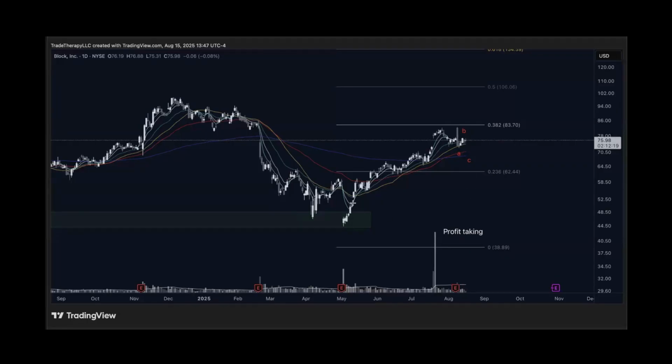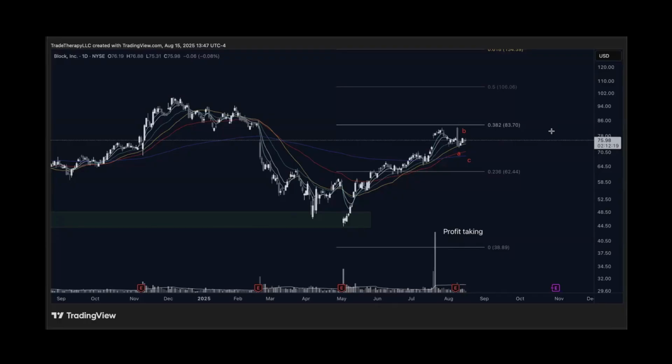Our target again is right in this area, in the low 50s. Our first target coming out of that will be this 0.236 Fibonacci at 62.44, and then this 83.70. When we get up to that point, we'll see some likely consolidation here, and we're going to reevaluate. That's what our plan looks like for Block.